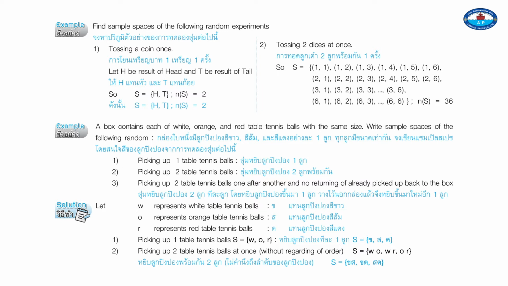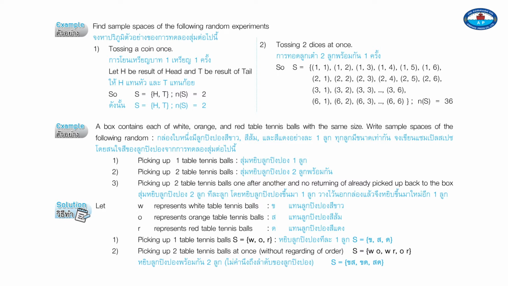Example: a box contains white, orange, and red table tennis balls of the same size. Write sample spaces of the following random experiments. 1. Picking up 1 table tennis ball. 2. Picking up 2 table tennis balls. 3. Picking up 2 table tennis balls one after another, with no returning of the already picked up ball back to the box.